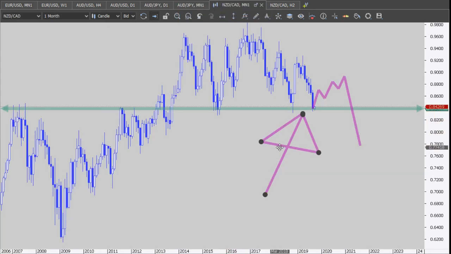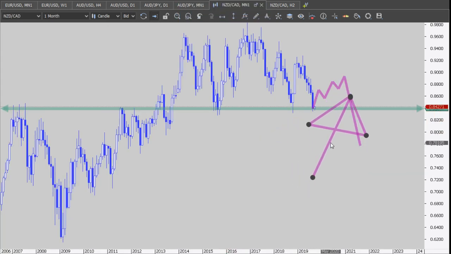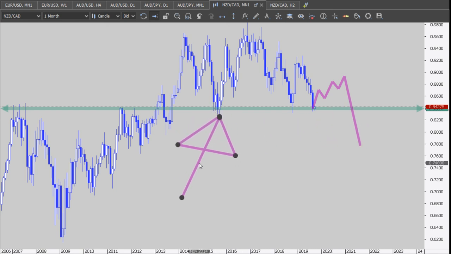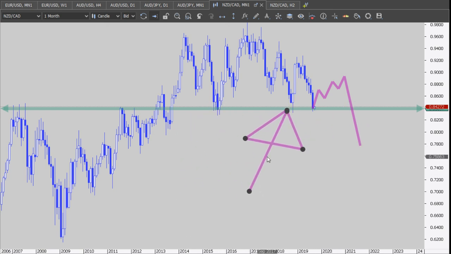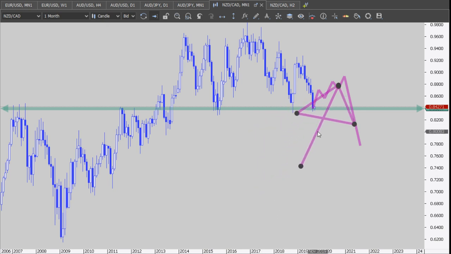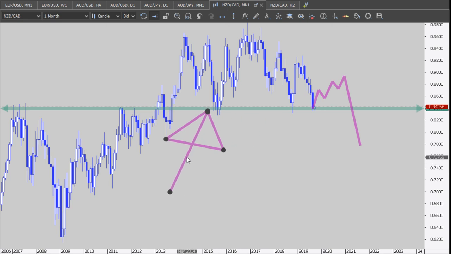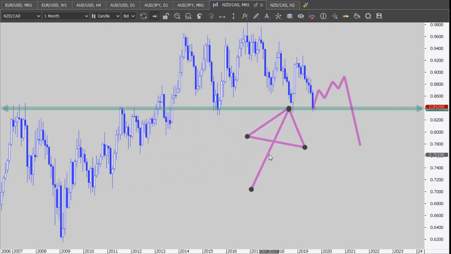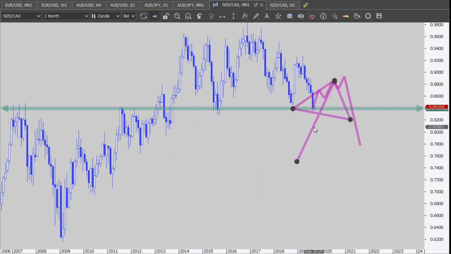Not tradable because we don't have the crystal ball and we don't know where and when the next breakout, if, is going to happen. Supposed to break here, didn't break. Supposed to break here, didn't break. Maybe it's going to break here or maybe not. But this is the specific of the pivot point. It must break. The problem is where and when. We don't know.